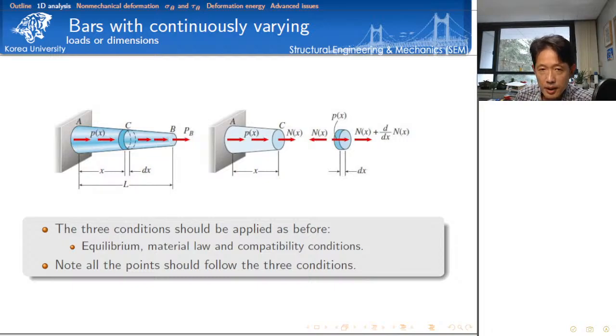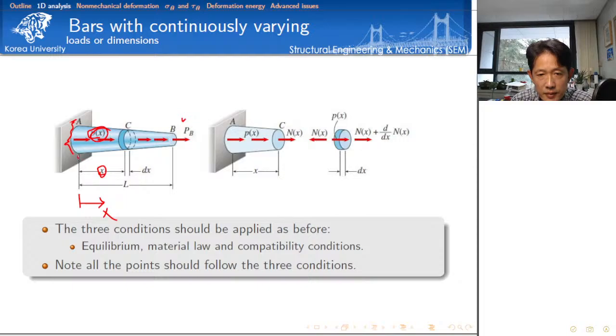Alright, so today let's talk about a problem, the bars with continuously distributed loads, as given in the figure. For simplicity, we consider the left-hand side fixed, and we have a free end here. We have a continuously distributed load, and its magnitude depends on the coordinate. Although the coordinate is omitted here, this is our coordinate.